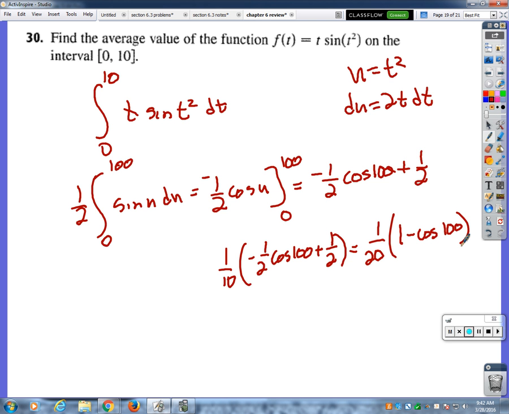I switched them around so that it wouldn't be negative. Okay, 1/20 times (1 minus cosine of 100) is about 0.007. That's what I thought.